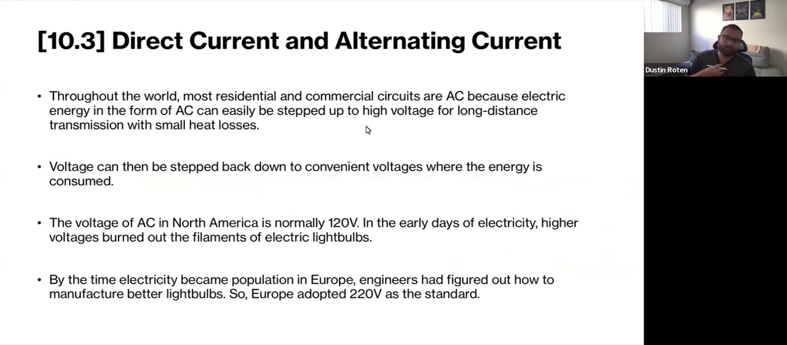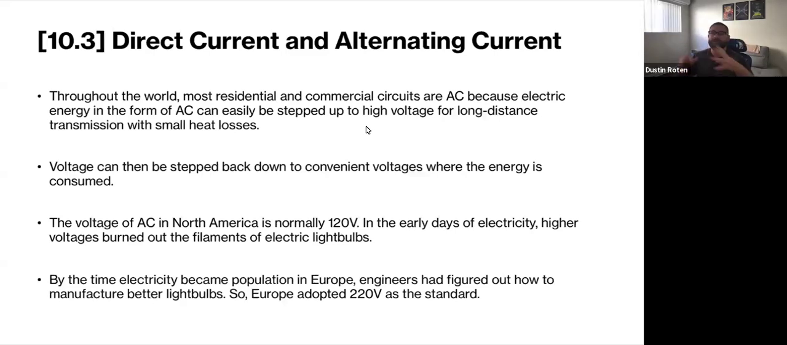Generally, most of the world, especially here in the US, residential and commercial circuits are AC, because with AC, you can actually step AC up to high voltage, transmit it a long way, and not lose a lot of heat. You can imagine with electrons bumping into each other in some sort of conductor, you lose a lot of energy to heat because you have all these collisions. Ideally, you would just want the electrons to flow directly, but that doesn't always happen because there's some jostling around.